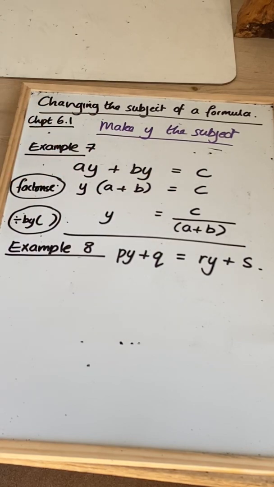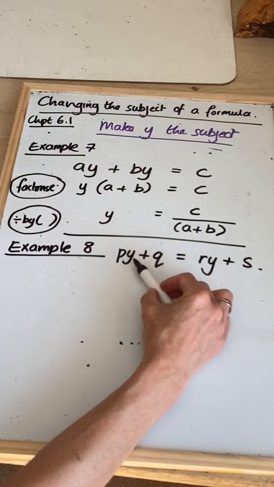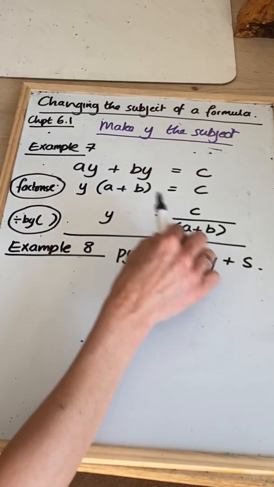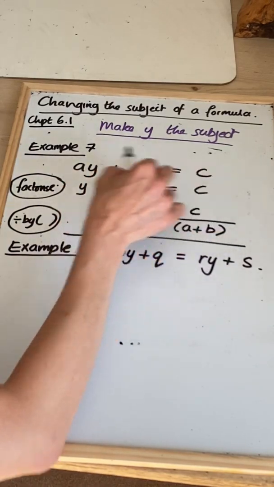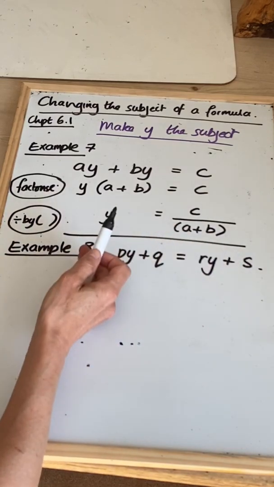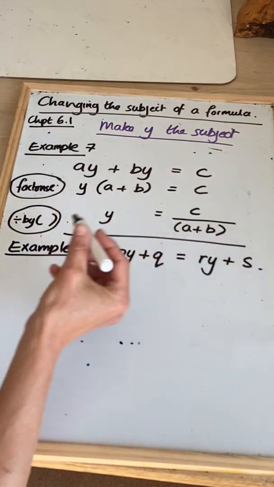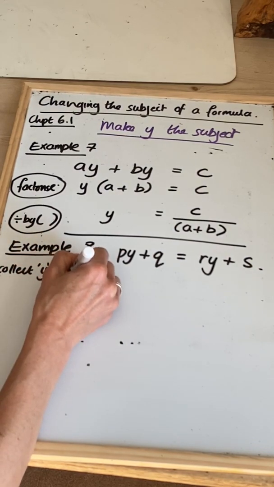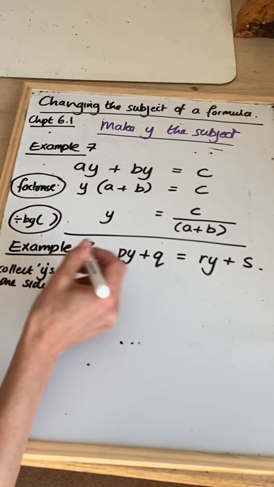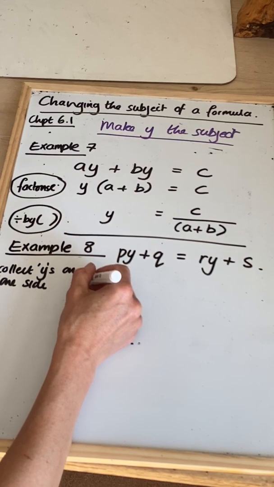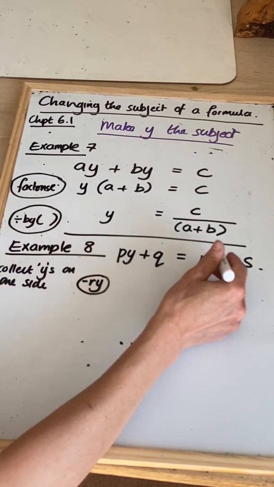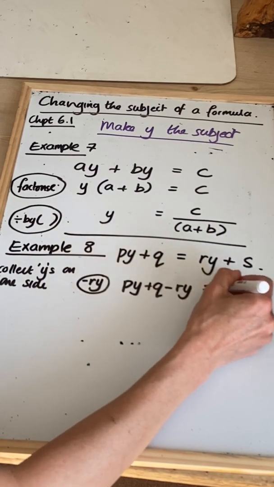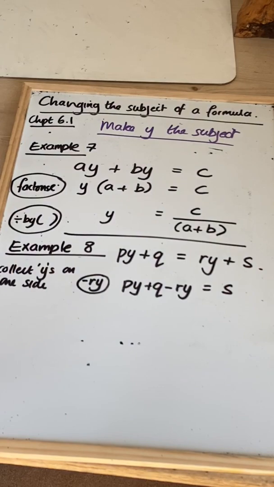So what I've got to do is make sure that I get my y's onto the same side of the equal sign and everything else onto the other side. So I want it to look like this one looked like to start with. All my y's on one side, other things onto the other side. So I'm going to say collect y's on one side. How do I do that? Well, in this case, I can just subtract ry. So I'll have py plus q minus ry on this side equaling s.